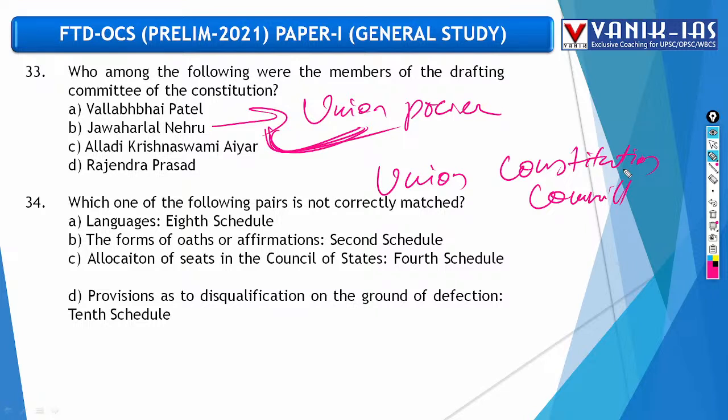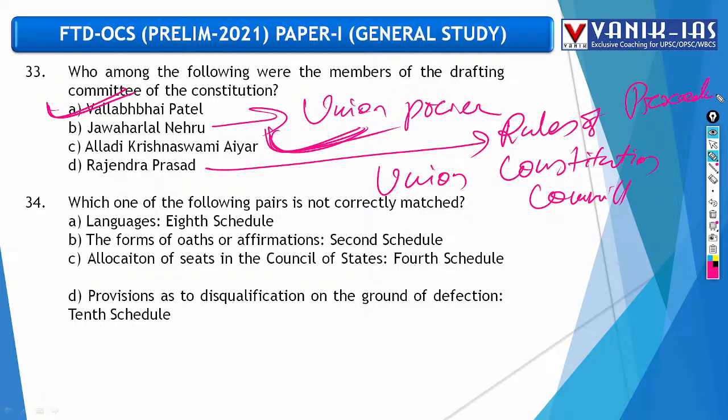Advisory Committee on Fundamental Rights, Minorities, Tribal and Excluded Areas, it is Vallabhbhai Patel. These committees are very important, right? The list of committees you should know. And Rajendra Prasad, he was heading the Rules of Procedure Committee. Steering Committee was also headed by Rajendra Prasad. Right? Okay. States Committee, that is under Jawaharlal Nehru.